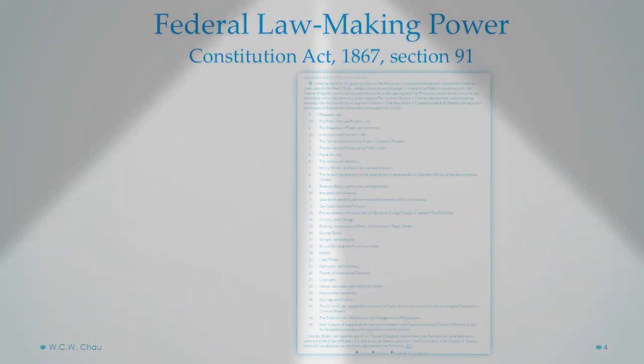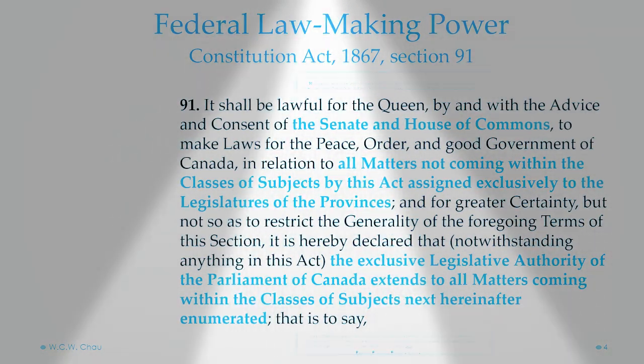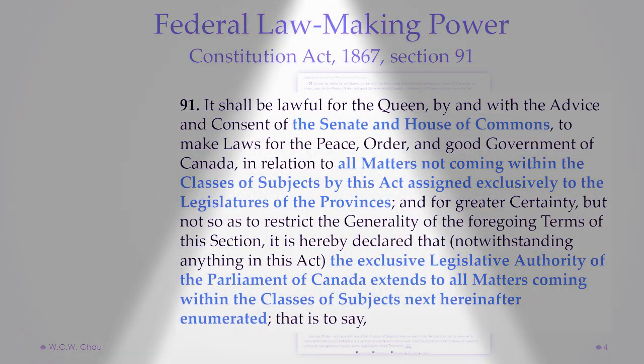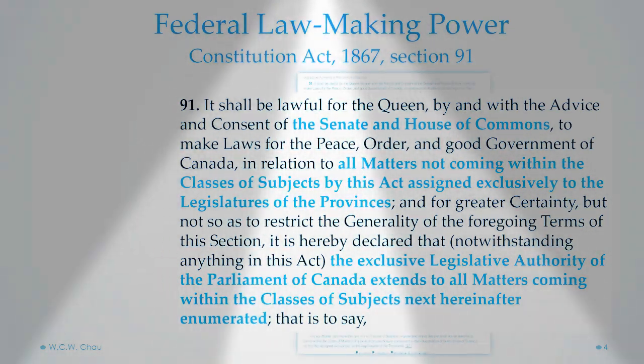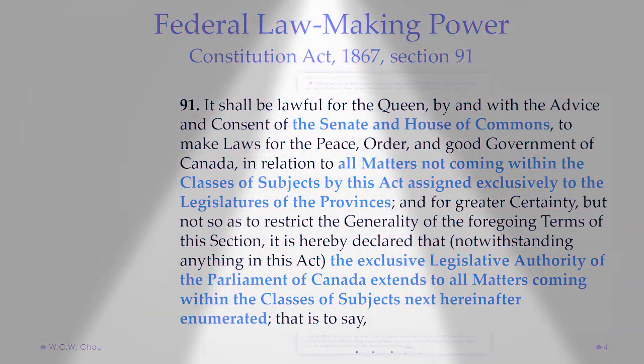The beginning of section 91 is reproduced here. It's a lot of very difficult to understand words, so let's try to make sense of it. The first part, where it refers to the Senate and the House of Commons, refers to the federal parliament. It's basically saying the federal parliament has the power to do these things.